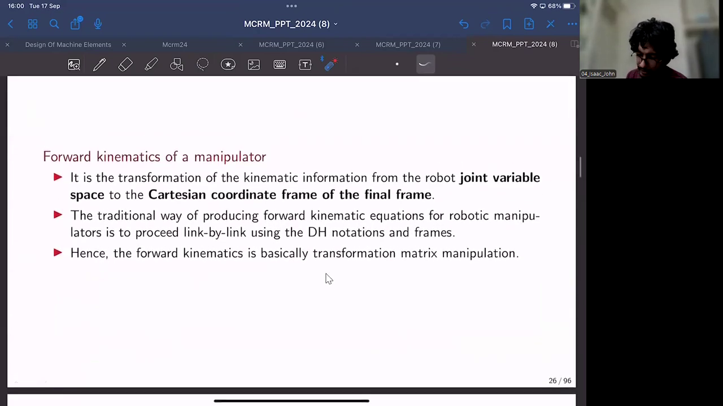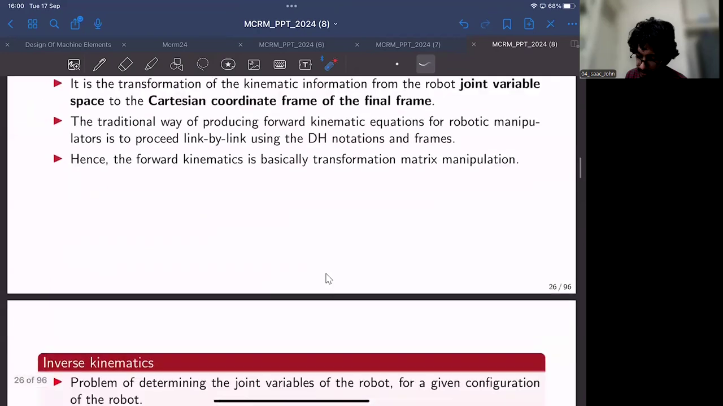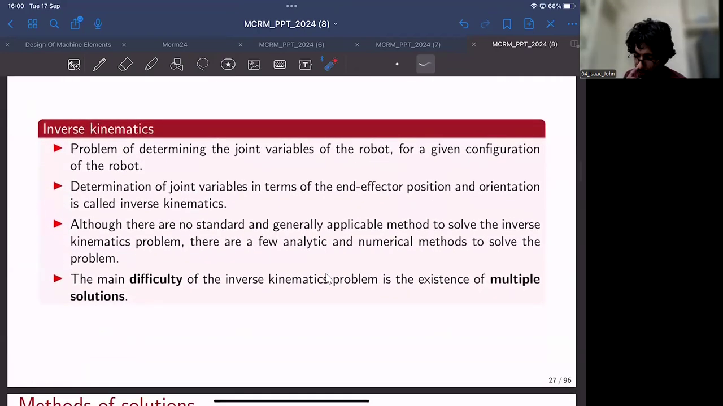So forward kinematics, we know already what the definition is. And inverse kinematics also, we already know what the definition is. Are there any important points? Yeah, the main difficulty of inverse kinematics is the problem of existence of multiple solutions. Even in the case of a serial 2R robot, if this is the ground and this is the end effector, a simple 2R robot can have two solutions. This is the first solution, what I've depicted here. And this could be the second solution.